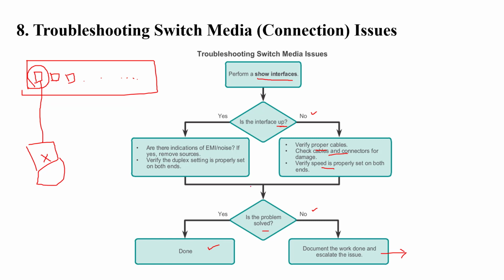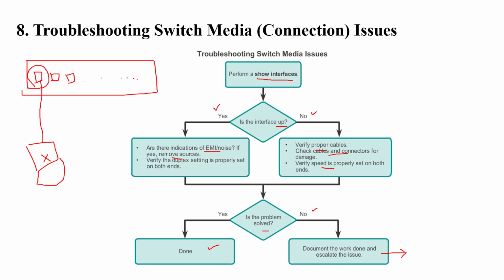Now you can come to the next branch. What does that mean? I give the command show interface FastEthernet 0/1 or 0/0, anything. Is the interface up? Yes, it is up, but still it is not working. Then you check for any indications of EMI or noise.